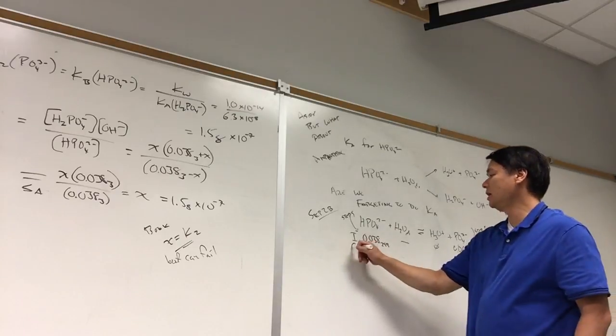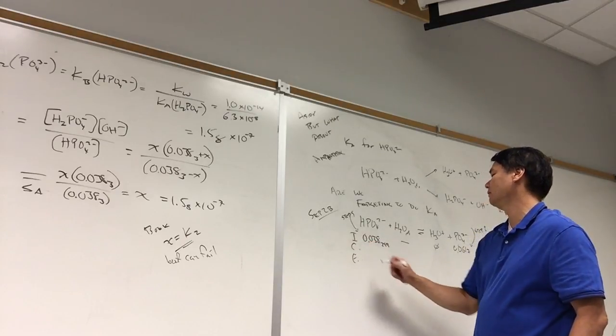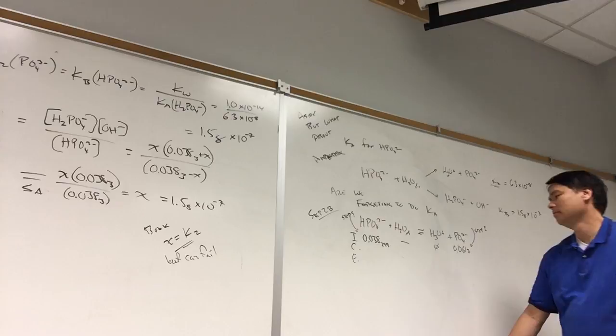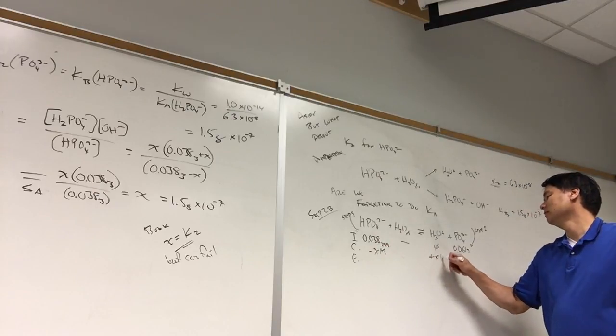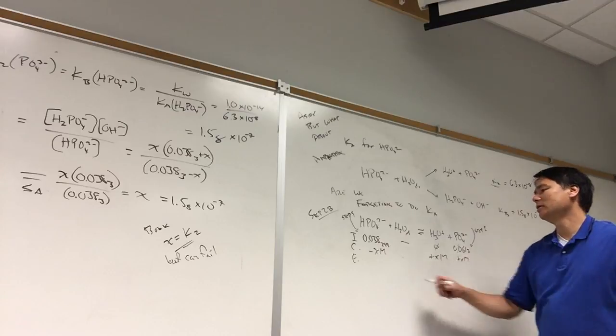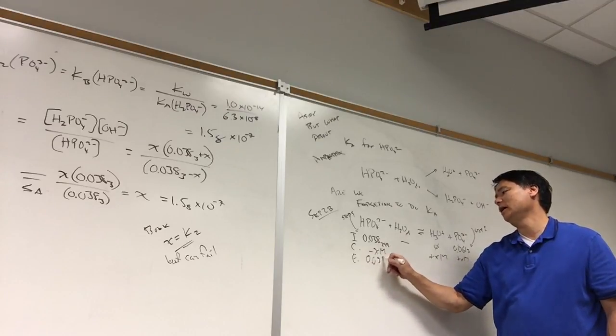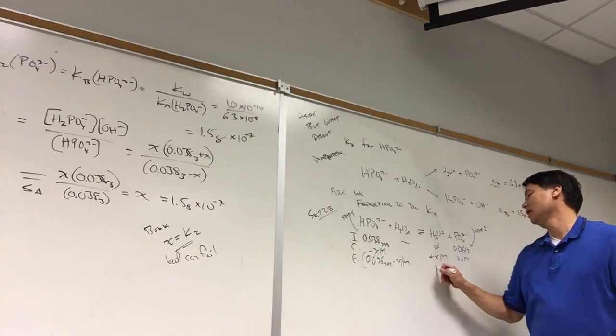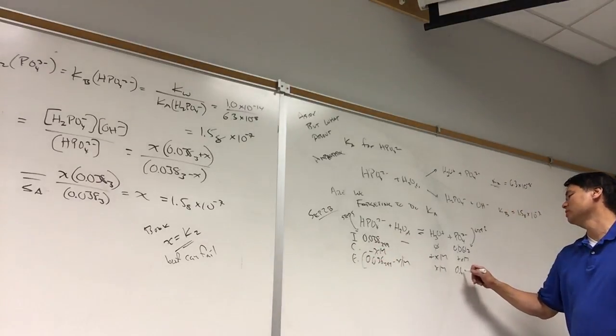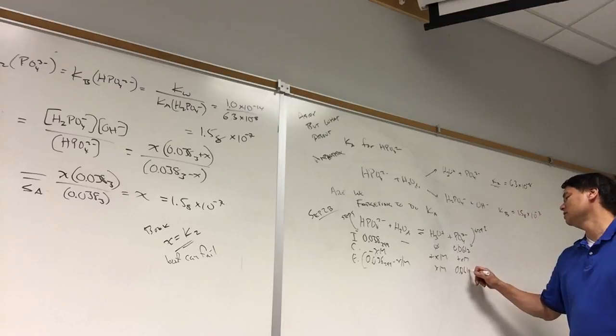And so, which direction is the change going? To the right. So this is going to be minus x molar, plus x molar, plus x molar. So at equilibrium, I'm going to have 0.038299 minus x molar, and 0.0617 plus x.